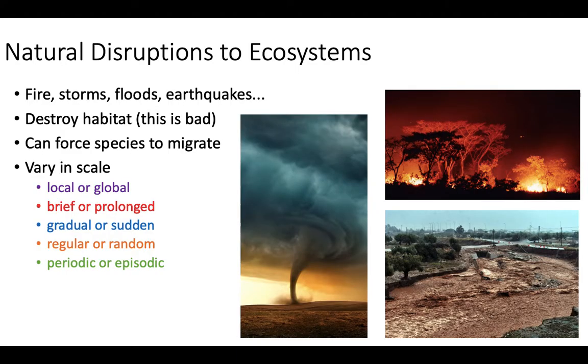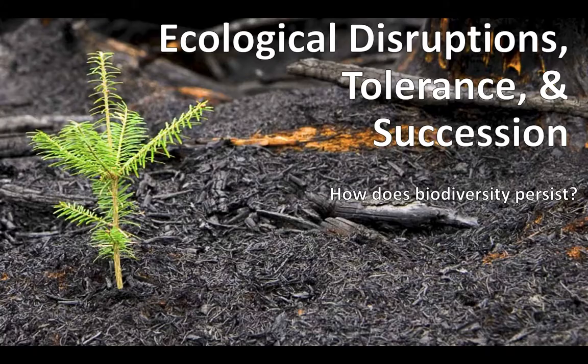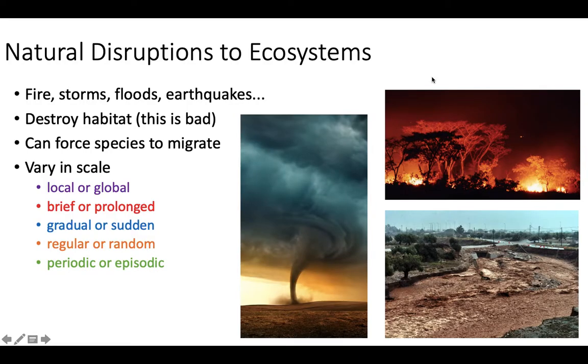So we talked about natural disruptions to ecosystems in the last video, and now I want to dig into, okay, well, after the fire, after the mudslide, what happens? Does biodiversity grow back? Does the ecosystem recover? If so, how does that happen, and does it look the same that it did beforehand? And in order to understand that, we need to first look at this phenomenon called ecological tolerance.